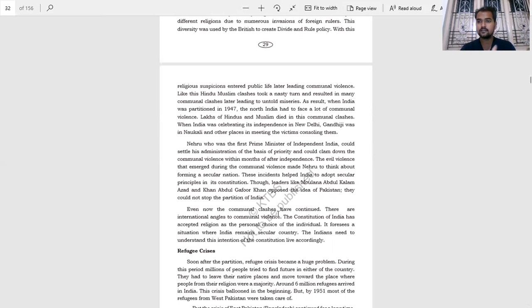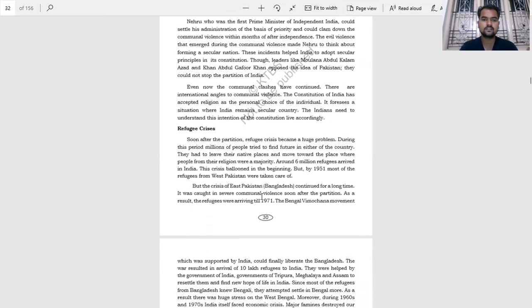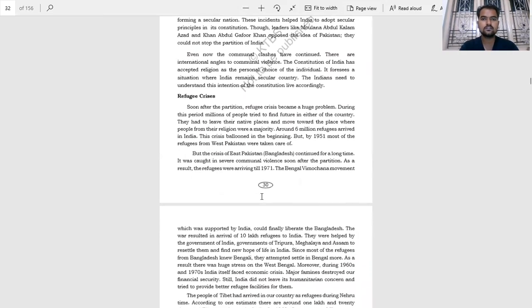And when the partition happened and the new Islamic nation was born, it was opposed by a number of Muslim leaders too, like Maulana Abdul Kalam Azad and Khan Abdul Ghaffar Khan. These were the leaders who opposed the move for Pakistan. They didn't want India and Pakistan to be separate nations. They wanted to live in one country as India. But Muhammad Ali Jinnah wanted to make a new nation with a Muslim majority, and he succeeded in his thought.